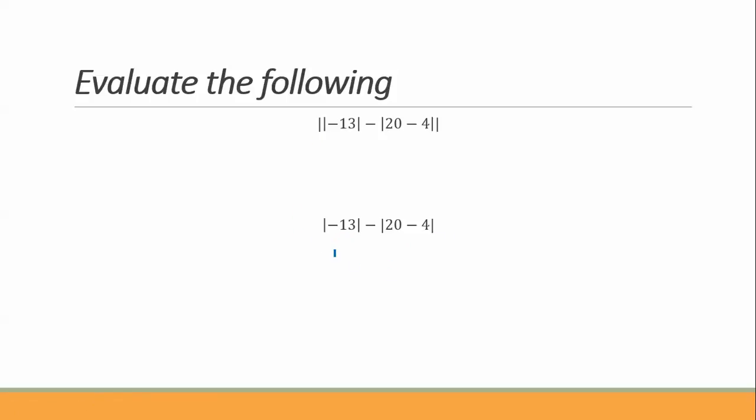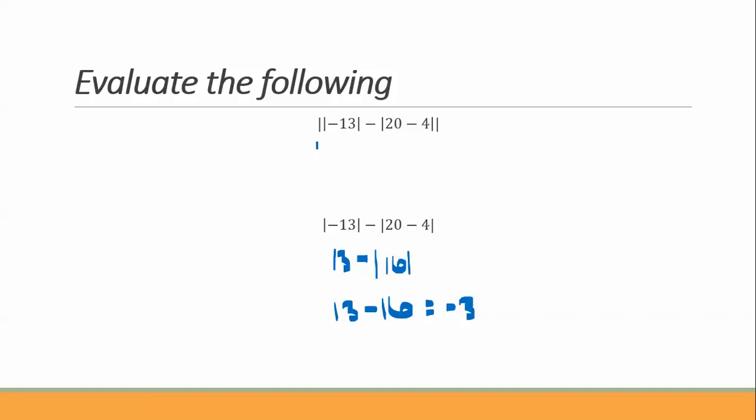So the absolute value of 13 is 13 minus the absolute value. We have to do what's in here first. 20 minus 4 is 16. Now we can take the absolute value, so that's 13 minus 16, which would be -3.